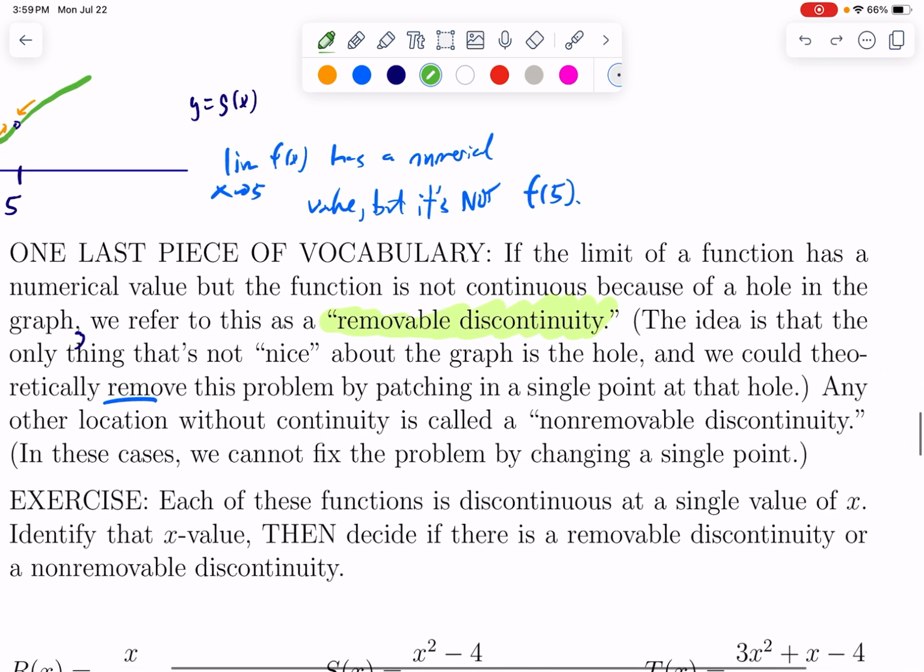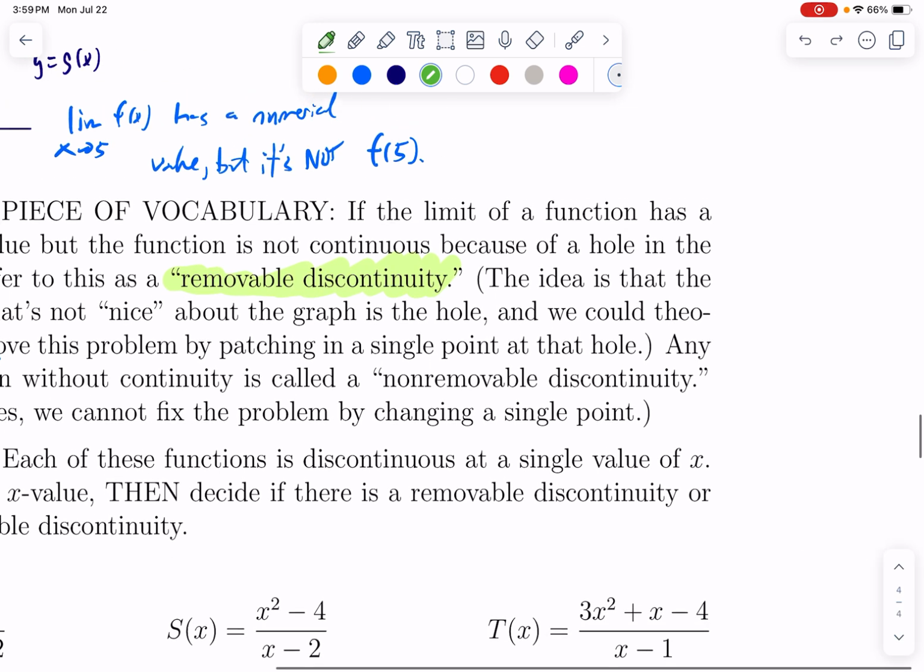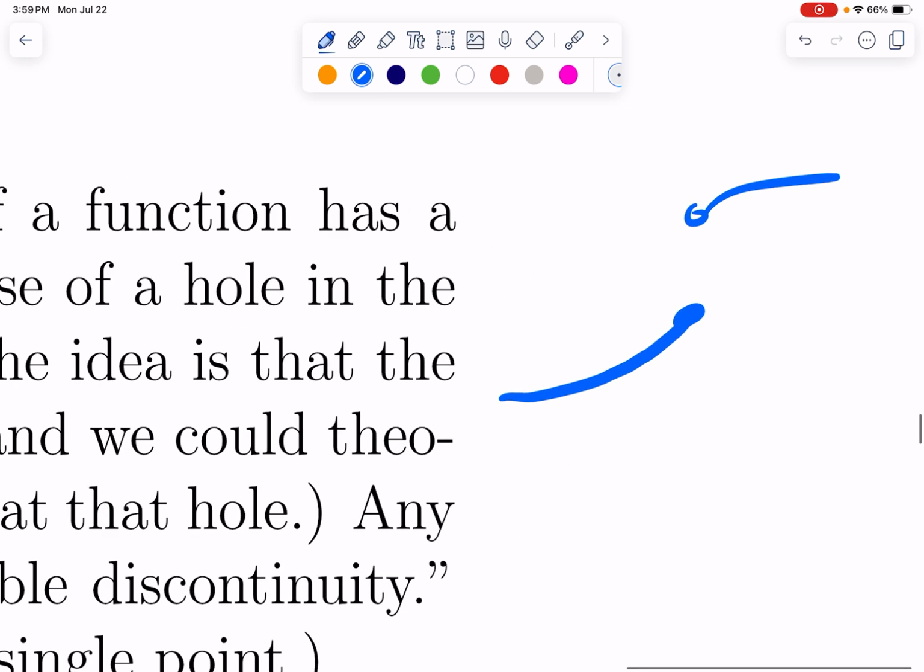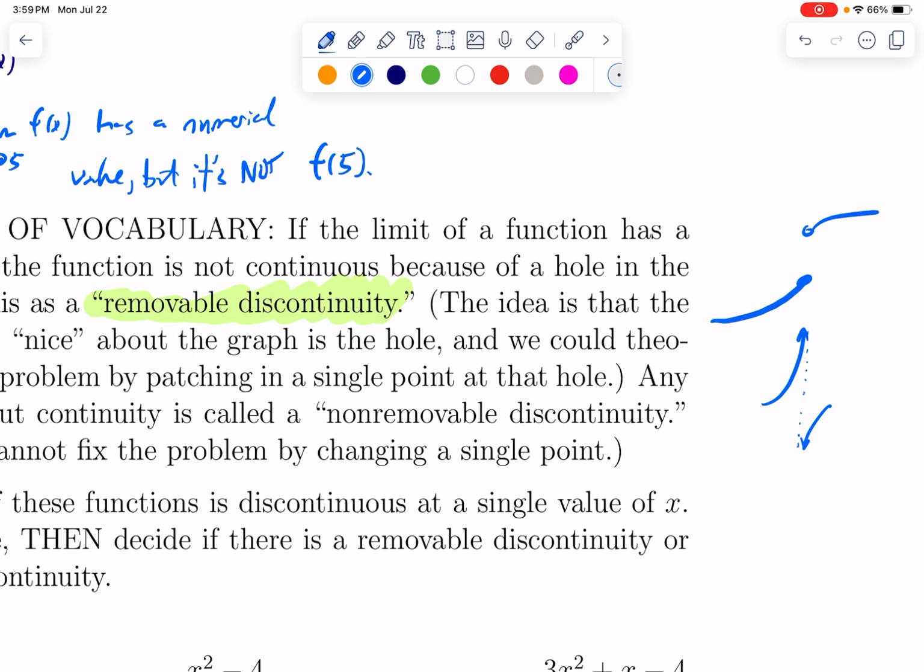Any other discontinuity is called a non-removable discontinuity. A good example of a non-removable discontinuity would be a jump in the graph. When I have a jump in the graph, I can't fix that problem with just a single point. I can't say, oh, let's take this dot and move it up here. I'd still have a jump discontinuity. It's more fundamentally strange. Or if I have vertical asymptotes, I can't fix that problem by just moving one point. These are examples of non-removable discontinuities.